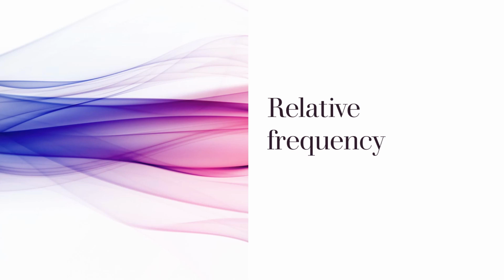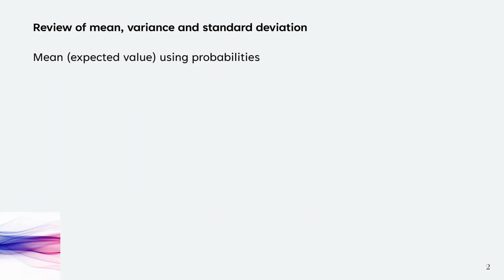Welcome to a video on relative frequency. For the first majority of this section, this is going to be a revision of the Year 11 content that we covered in probabilities. So it's just a good recap. We're going to find mean, variance, and standard deviation. And of course, the first one we're going to start with is mean, which is the expected value using the probabilities.